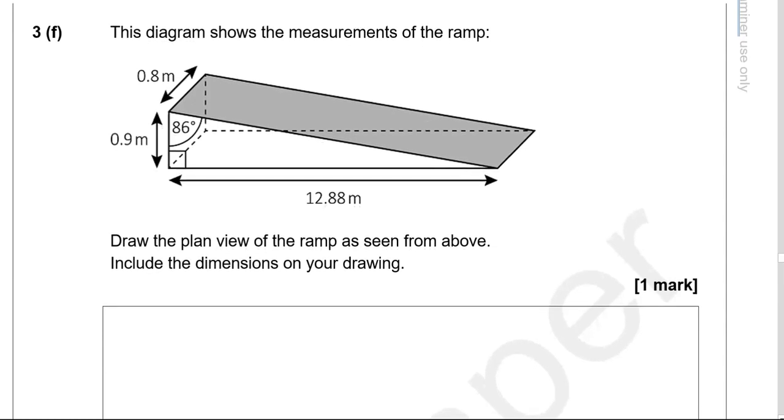The diagram shows the measurements of the ramp. Draw the plan view of the ramp as seen from above. So from above we can see a rectangle with dimensions of 0.8 by 12.88.